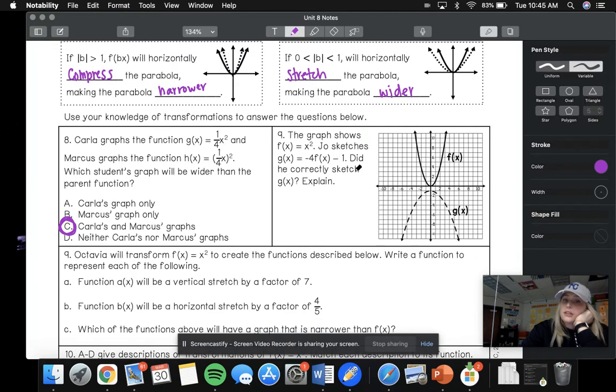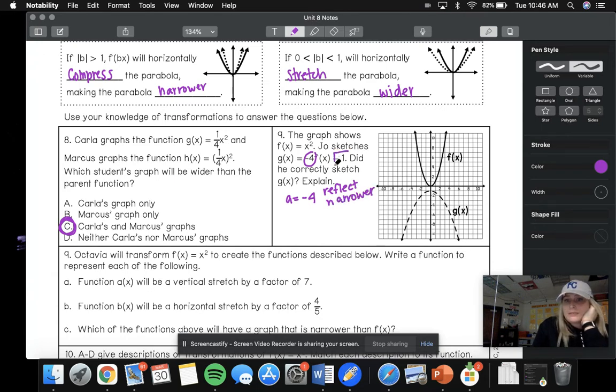Okay. Number 9, the graph shows f of x equals x squared. Joe sketches g of x, which is negative 4 times f of x minus 1. Did he correctly sketch the graph? Okay, so I'm going to first look. This right here means we have an a value of negative 4, which means it should reflect, it should flip it down, and it should make it narrower.